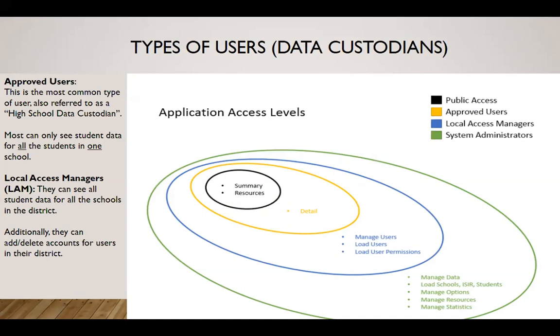It could be the career coach, it could be the counselor, it might even be the principal. In most cases, they will only see all the students for one school. Now, there are exceptions. Sometimes a career coach may work for 2 or 3 systems, and so they may need access to different systems. If the superintendent or someone at the board will notify me, then we can set up those individuals. The other way they can be added is by the local access manager.